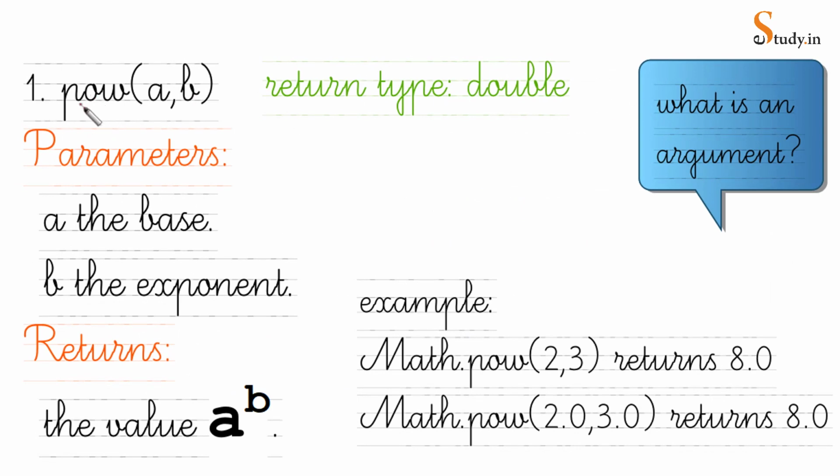The first method which we are going to learn is pow. This is not A, this is P. It is a short form for power, which gives you the number raised to the power. So here the short form is pow. This function takes two arguments.